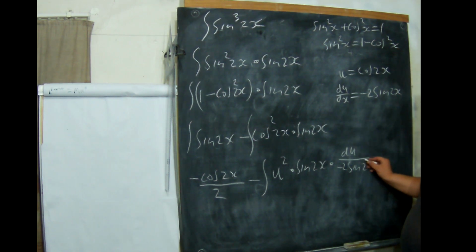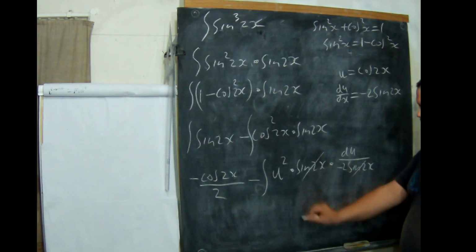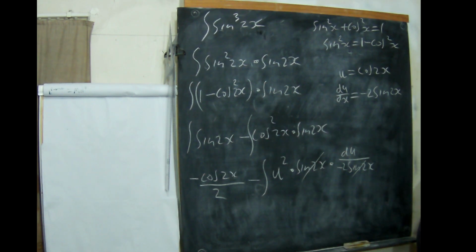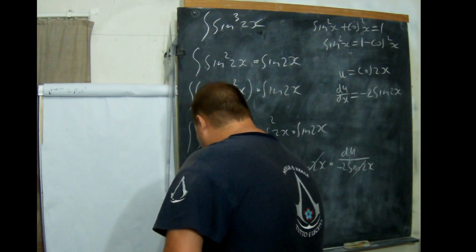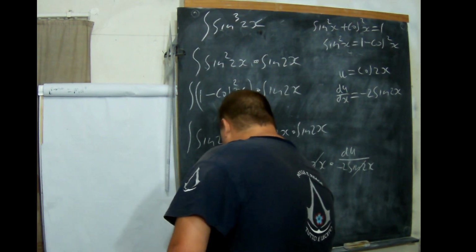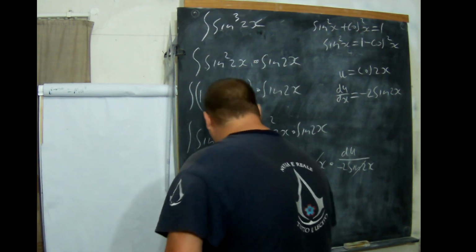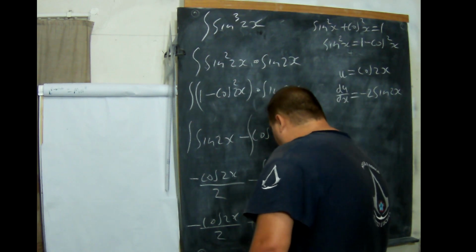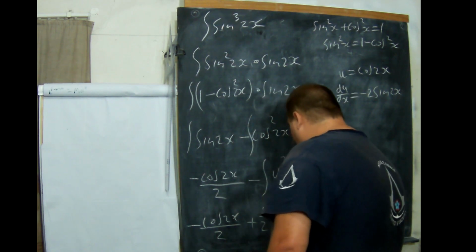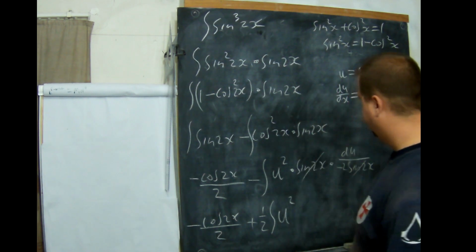Sine 2x and sine 2x cancel with each other. Now we're left with minus a half. So because we're left with minus a half, we've got minus cos 2x over 2. Minus times a minus is a positive, plus a half integral of u squared.